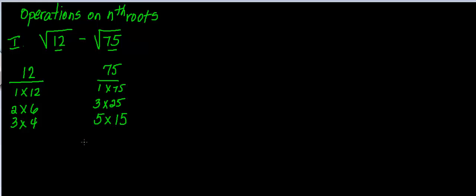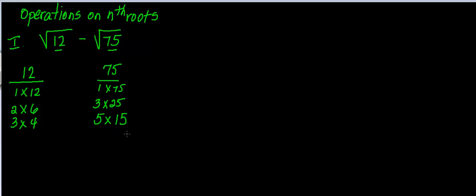13, 14, 15. Okay? 13. Wait, 13. I can multiply 13 by 5. But that would give me 65, not 75. Okay, so then I get 15 times 5. You're done with your list.